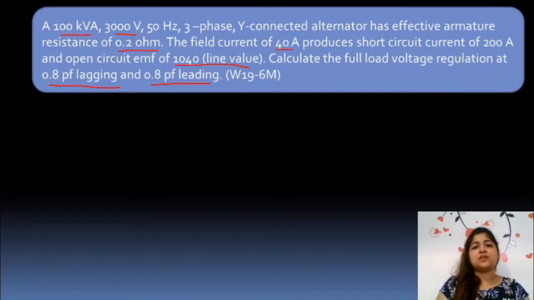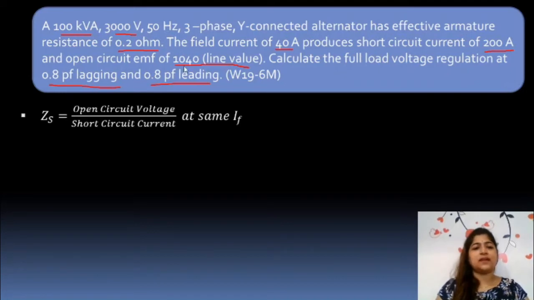So 40 ampere is the field current at which you are getting short circuit current as 200 ampere and open circuit EMF as 1040 volts. So these are the given data. Firstly you need to find out ZS. Okay, so let's find out synchronous impedance. ZS is given by open circuit voltage upon short circuit current at the same IF. So ZS is equals to open circuit voltage by short circuit current, at the same IF.